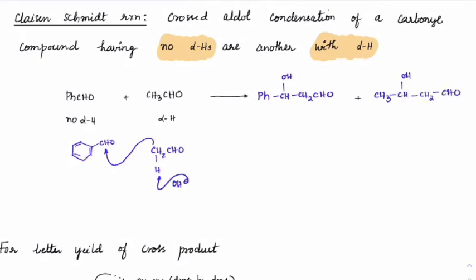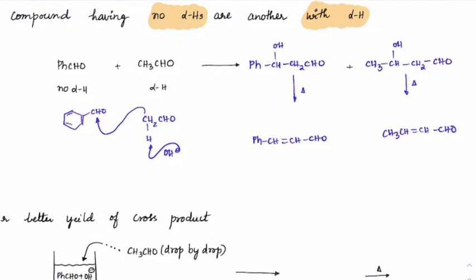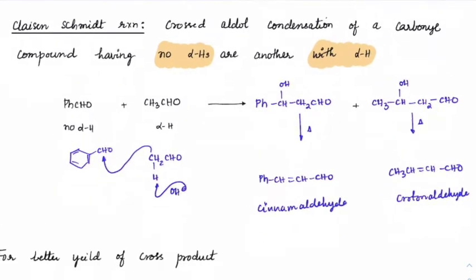Now both of them on heating will also give the condensation product, which is PhCH=CHCHO. This is the condensation product. Here CH3CH=CHCHO. Okay, I'm sure you remember this name. This is cinnamaldehyde, and we've been doing this already before also. Crotonaldehyde. These are the products you will get.